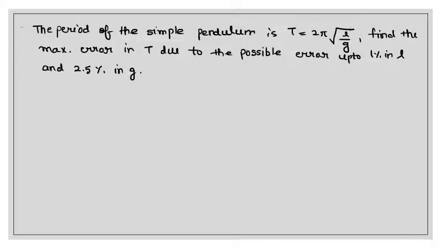So here the question given to you is that the time period of a simple pendulum, the formula for time period is 2 pi square root of L by G, and you need to find out the maximum error in the time period due to the possible error up to 1% in length and 2.5% in gravity.